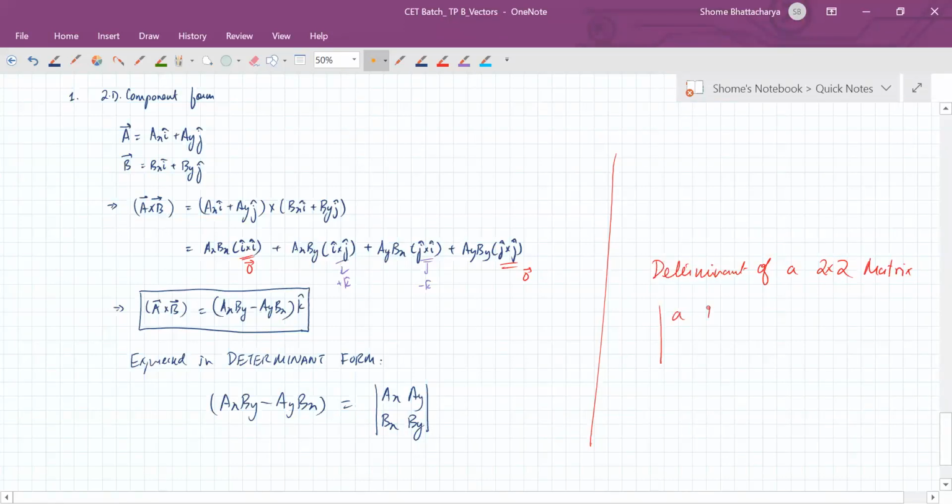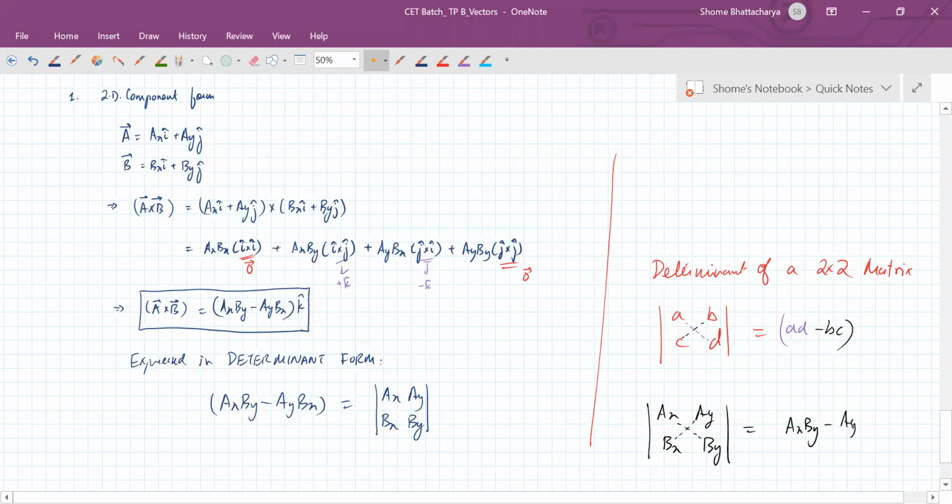So suppose this is, by definition, nothing but the product of these two terms minus the product of these two terms. Therefore, if we have a determinant which has Ax, Ay, Bx, By, this is our 2 by 2 matrix, then its determinant by definition becomes Ax By minus Ay Bx. So this becomes a very simple formula.